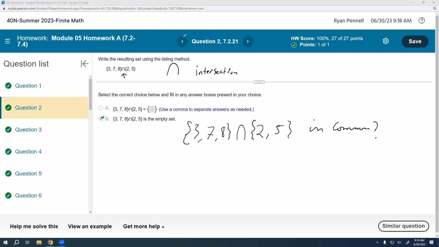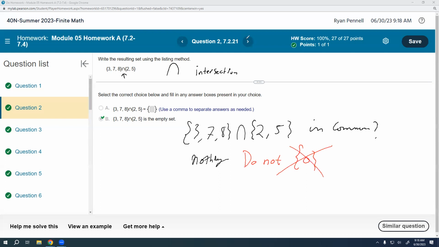It doesn't look like they share anything. 3, 7, 8, 2, 5. To me, it doesn't look like they share anything. So there's nothing that they share. So how would you write that? Well, with sets, we're not going to write the number 0. Do not write this as the set 0.